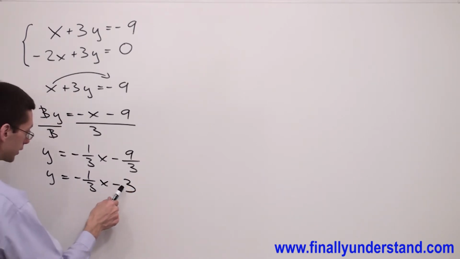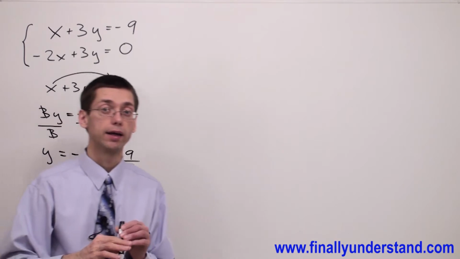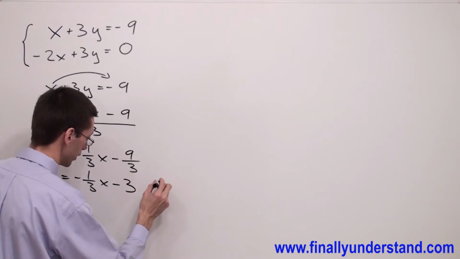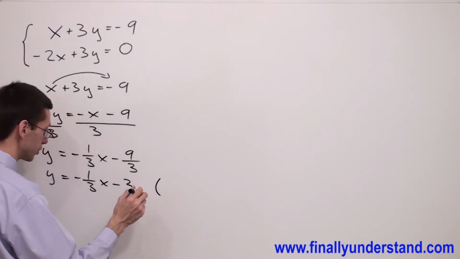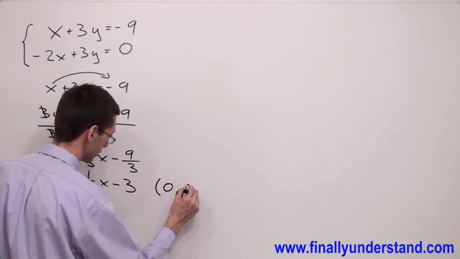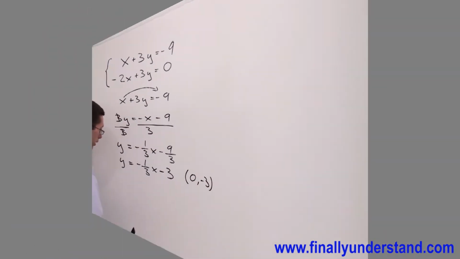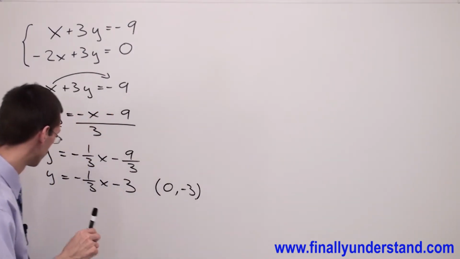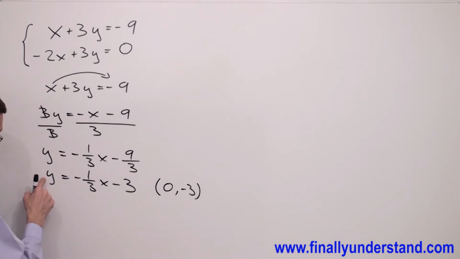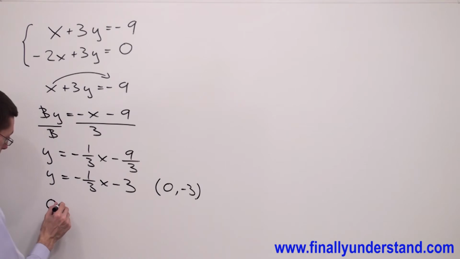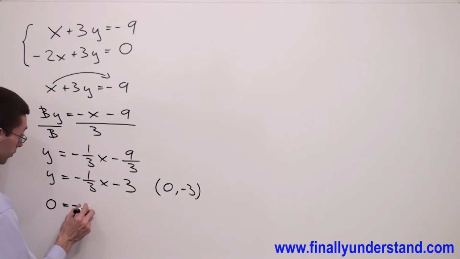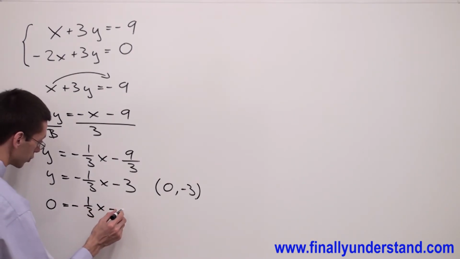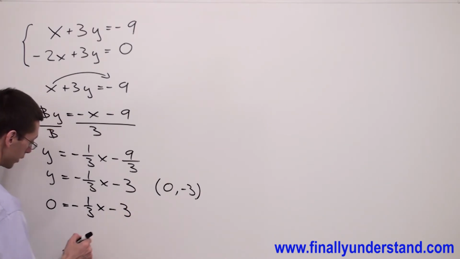Okay, so negative 3 is my y-intercept. I can say that the coordinates for my y-intercept are 0 and negative 3. So this is my first point. Next, I'm supposed to find the x-intercept. In order to find the x-intercept, I'm supposed to substitute y by 0. So I have 0 is equal to negative 1/3 x minus 3. So what do I have to do?